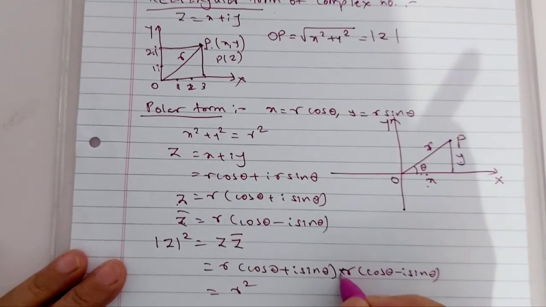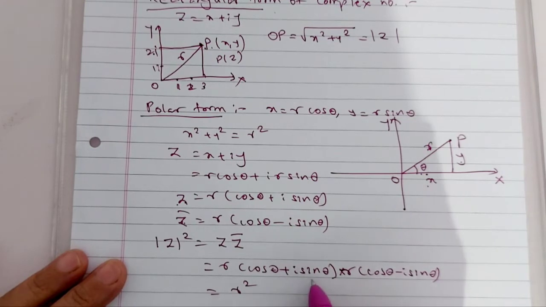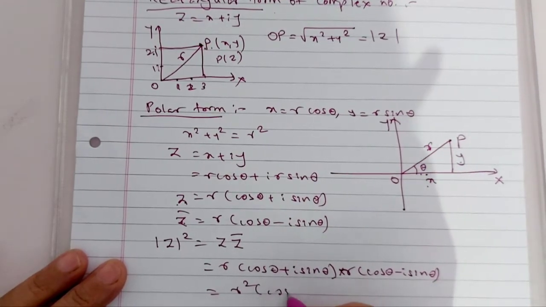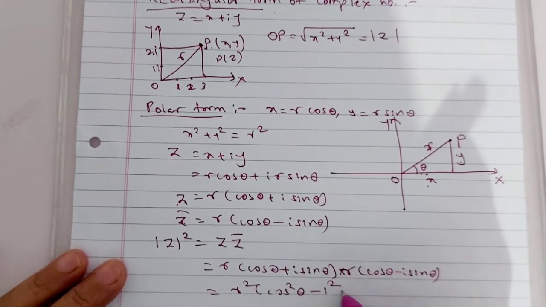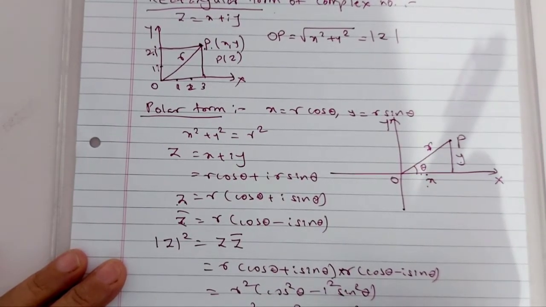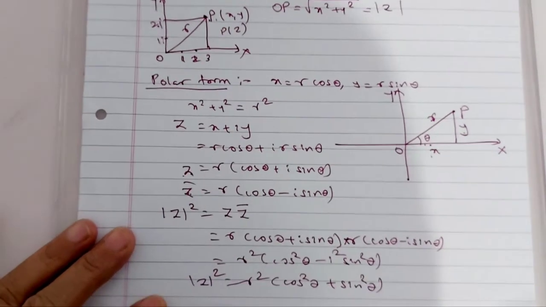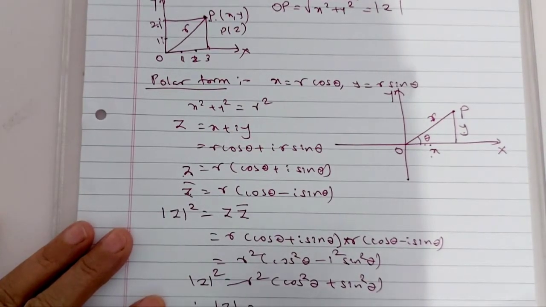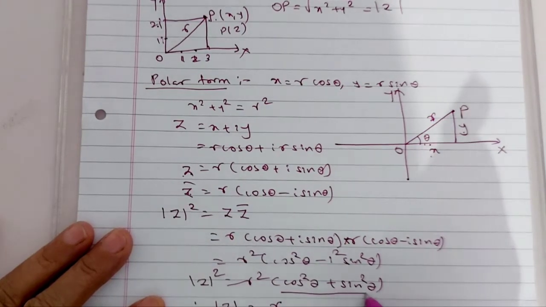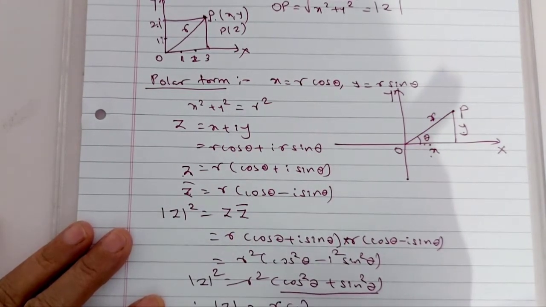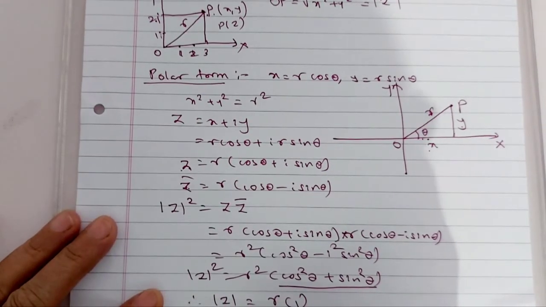This is a multiplication of the form a plus b, a minus b. So this will be cos square theta, plus, minus i square sin square theta. And what is i square? i square is minus 1. Minus i square will be plus 1. So we'll write r square times cos square theta plus sin square theta. This is my mod z square value. So this means mod z is equal to r, because cos square plus sin square is 1. So this r is basically the modulus of the complex number z.